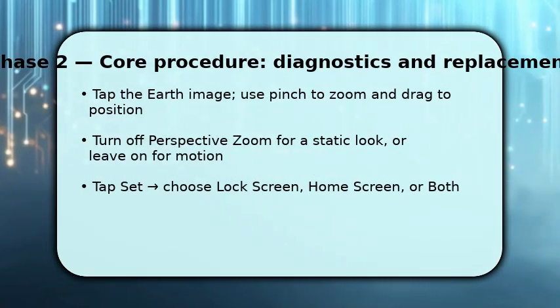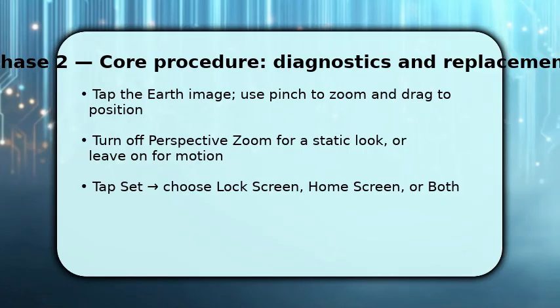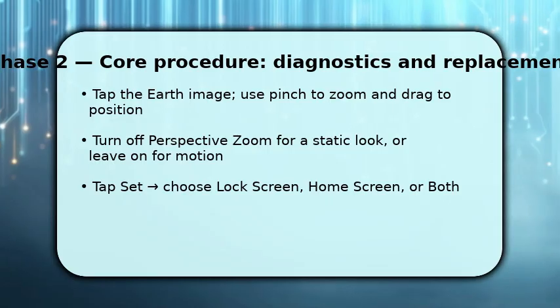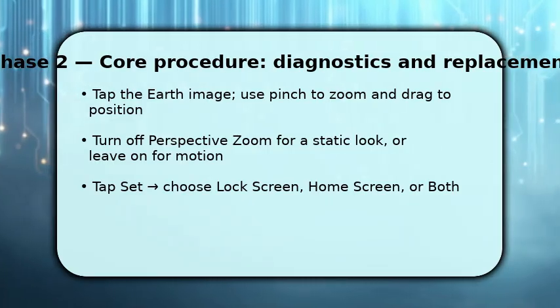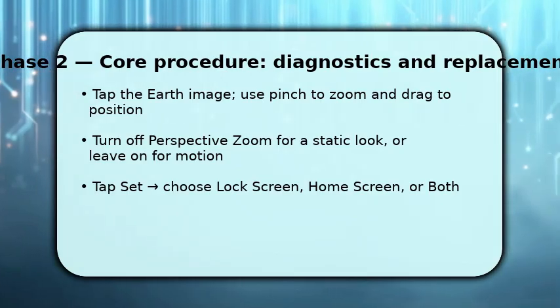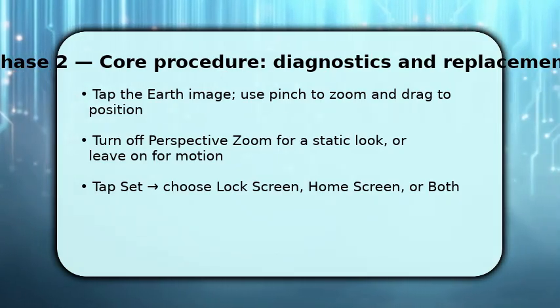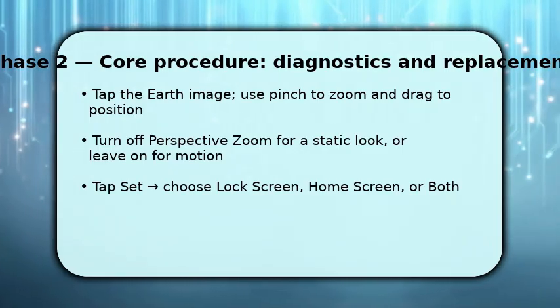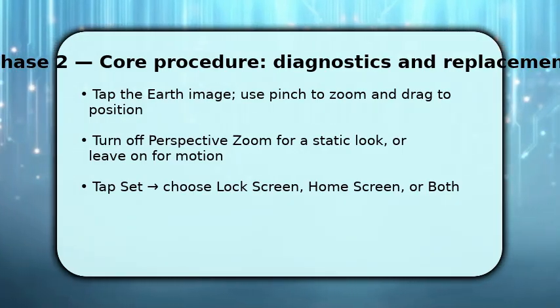If you want a static wallpaper, make sure perspective zoom is off. Alternatively, leave it on for subtle parallax motion. Once satisfied, tap Set and choose whether to apply it to your lock screen, home screen, or both. Remember that home screen widgets and app icons can obscure details, so center important features accordingly before finalizing.